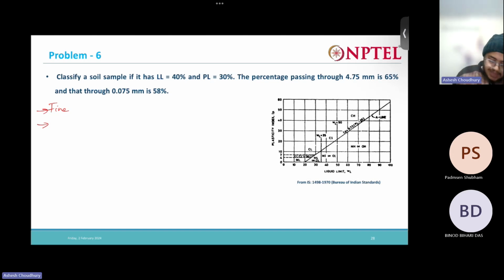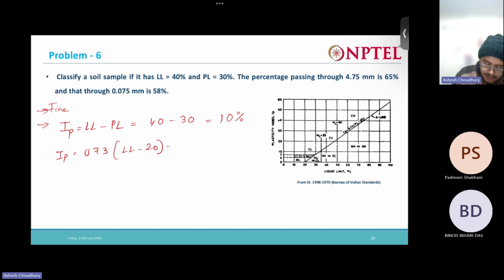So in the given case, find out the plasticity index: liquid limit minus plastic limit. The liquid limit is 40 minus 30, so the plasticity index is 10%. Now the plasticity index from the A line is 0.73 times (liquid limit minus 20).